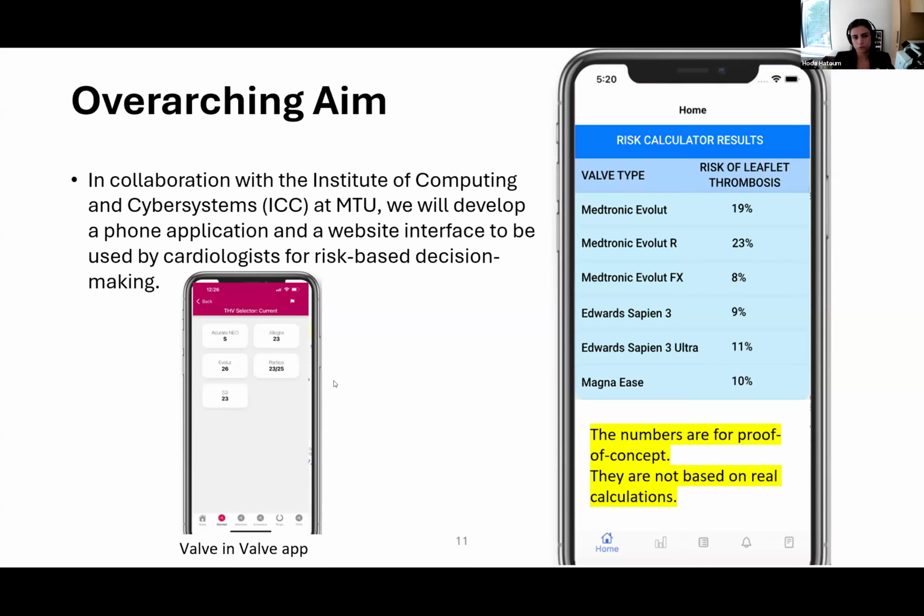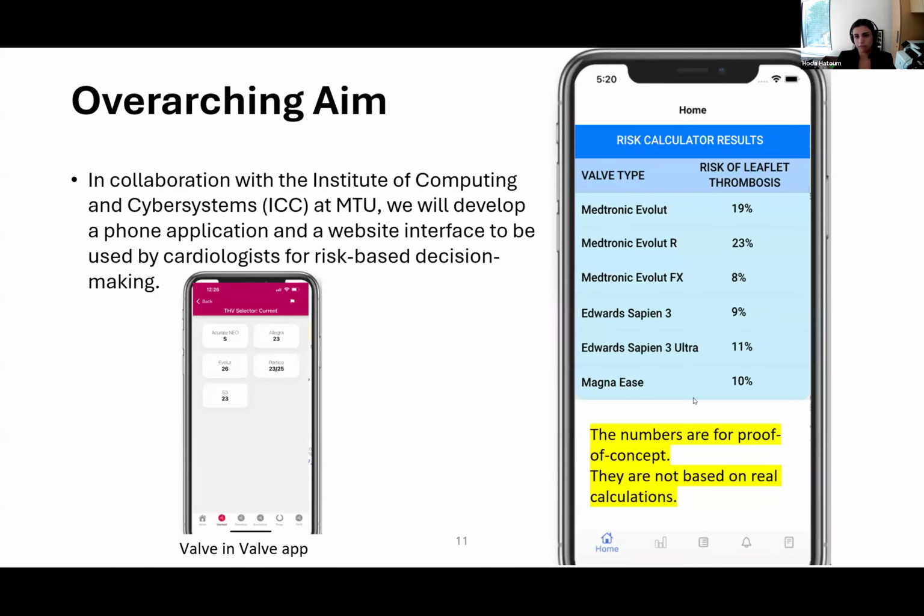Similar to the concept of the Valve-in-Valve app, we want to translate our work into an application that can be integrated. So in collaboration with the Institute of Computing and Cyber Systems here at Michigan Tech, we aim to develop this phone app. The first screen will be similar to the STS score, where clinicians will be able to check, for example, age, sex, race, history of coronary disease, of stroke, and so on. Then they hit submit along with the anatomical data and the echo data, and this is what they see.